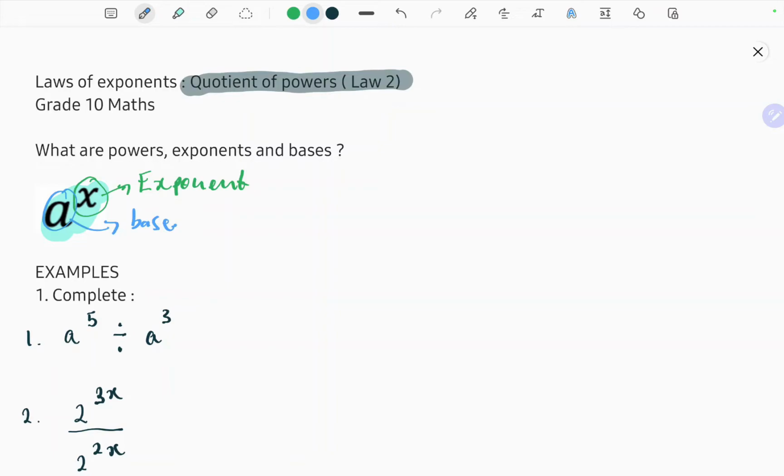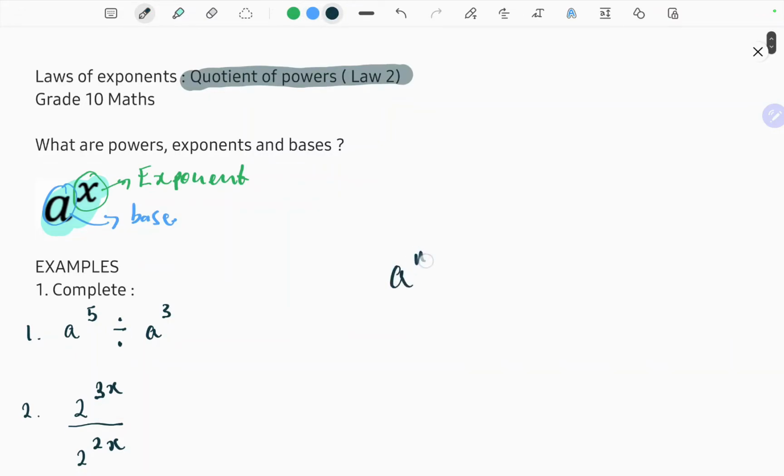So I'm going to discuss in detail the second law, which is the quotient of powers. That is when you divide two powers. So I'm going to start by writing the general form. The general form is a to the power of m divided by a to the power of n is equal to a to the power of m minus n. So the whole thing with the quotient of powers is to subtract the exponents when the bases are the same. When the bases are the same, you just subtract the exponents.